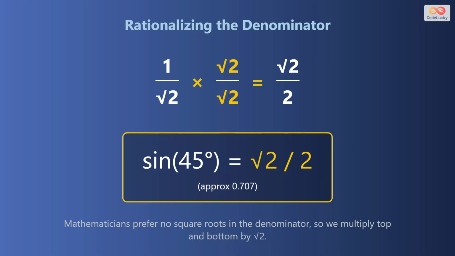In mathematics, we usually do not leave a square root in the bottom of a fraction. To fix this, we rationalize the denominator by multiplying both the top and bottom by the square root of 2. 1 times root 2 is root 2. Root 2 times root 2 is just 2. So, the standard exact value for sine of 45 degrees is the square root of 2 over 2.